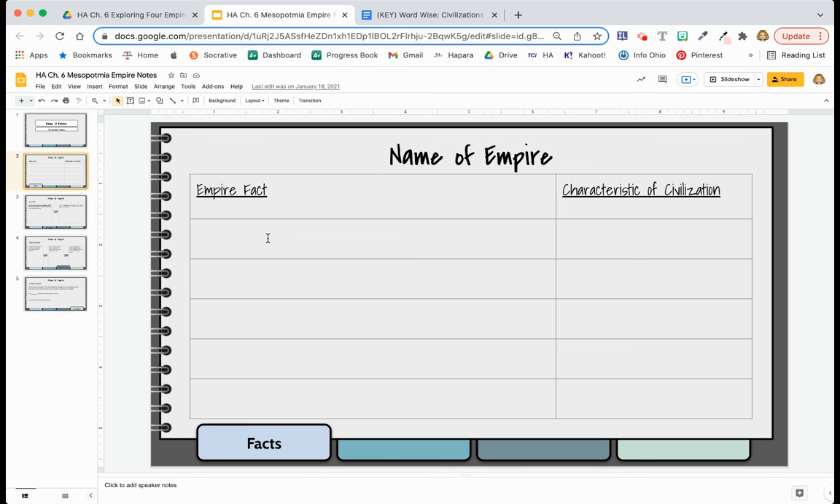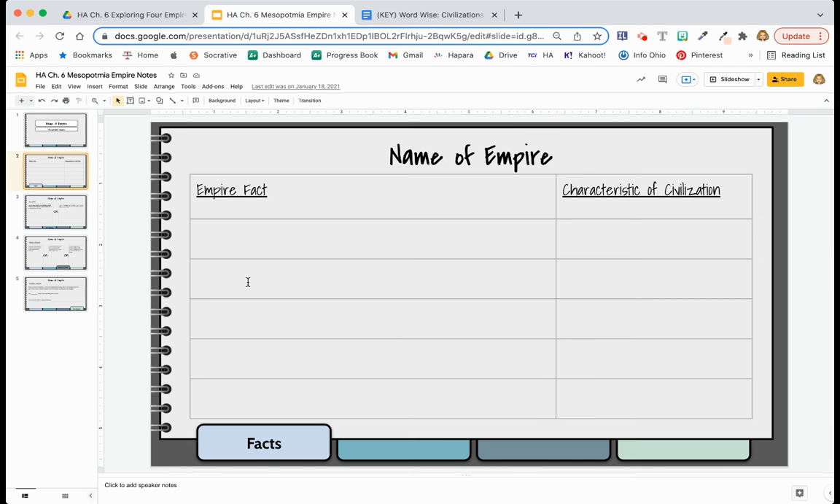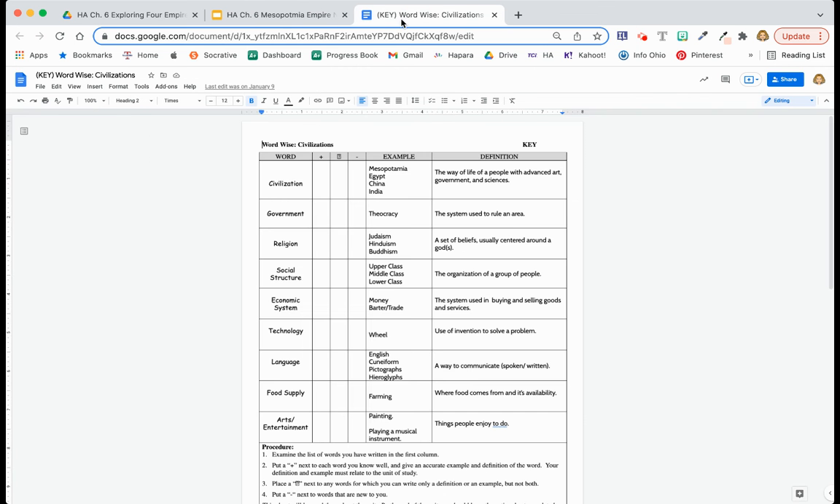So you would record a fact about the king or the military or their leader, and then your characteristic of civilization is your government. Maybe you find a fact about who they worshipped or one of their gods. So then you could record that fact about who they worshipped or one of their gods here, and then your characteristic of civilization is religion.